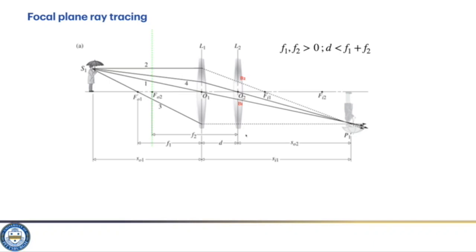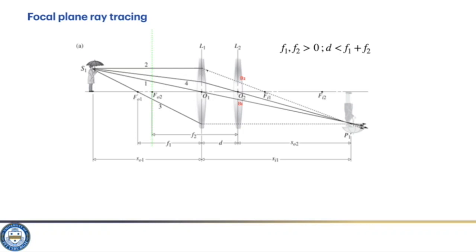So if lens L2 were not present, then all these rays, ray 2, 3, 4, and 1, would all meet at the point P1 prime. And now I'm just taking the points B2 and B1, which are the points where these rays 1 and 2 intersect with the lens L2. Knowing these two points B2 and B1, we can extend them backward till they hit the focal plane for lens L2. So this is the object focal plane. This green line here denotes the object focal plane for lens L2.